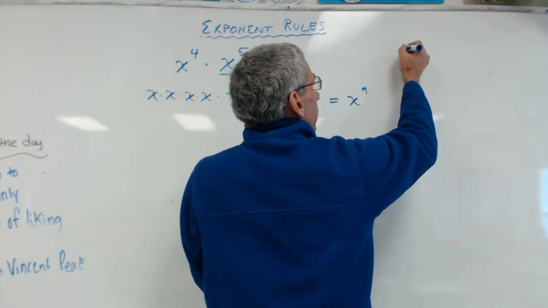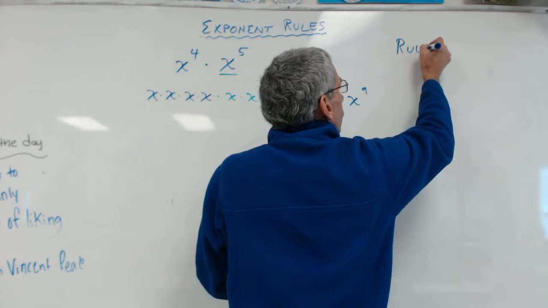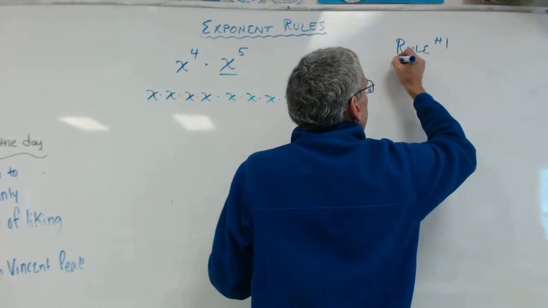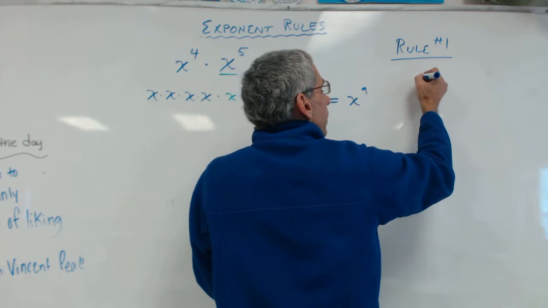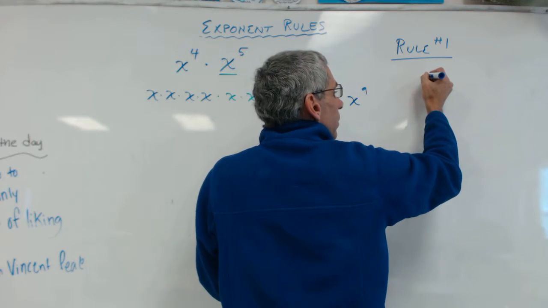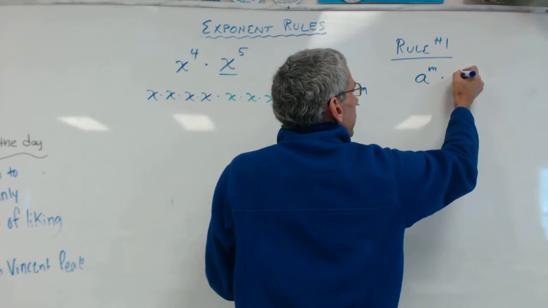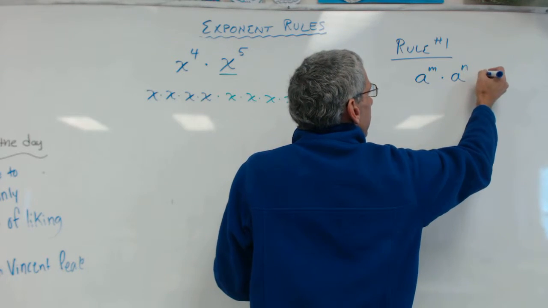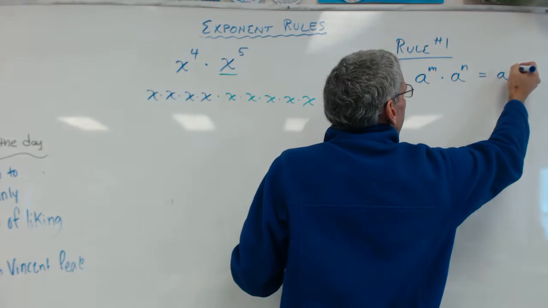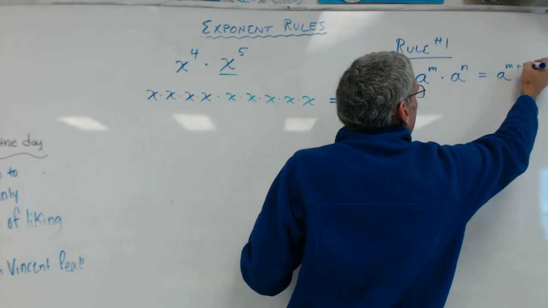Here's the way I would write rule number 1. Rule number 1. A to the m times a to the n is equal to a to the m plus n.